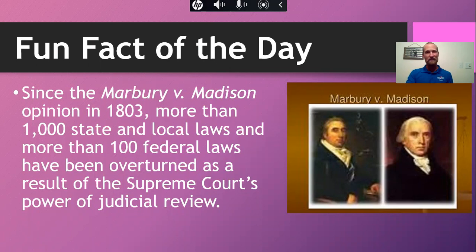Quick fun fact of the day before we leave here: since the Marbury versus Madison opinion in 1803, more than 1,000 state and local laws and more than 100 federal laws have been overturned as a result of the Supreme Court's power of judicial review. So you can see that this power, created more than 200 years ago, is constantly being used by the courts to review laws and actions to see if they're constitutional.